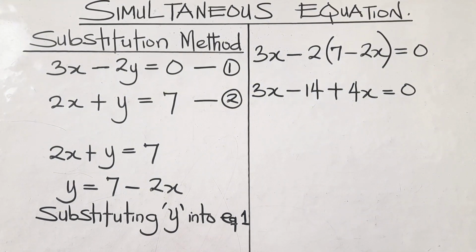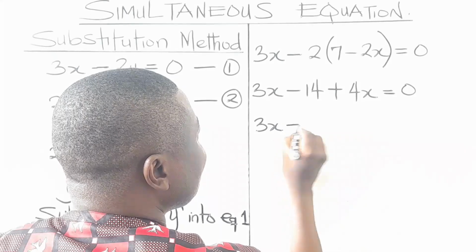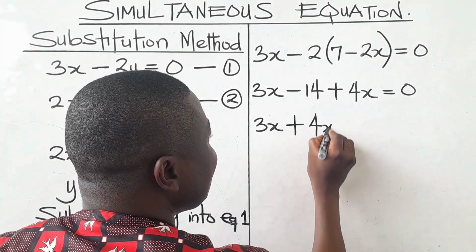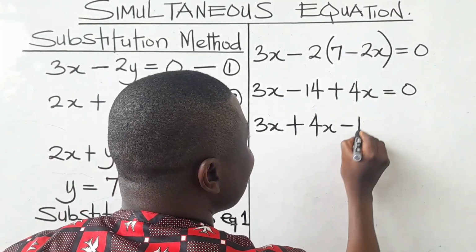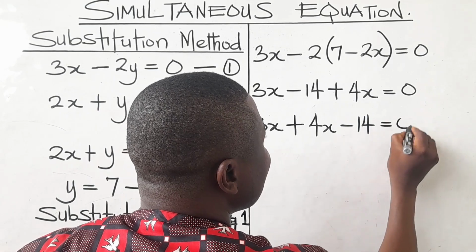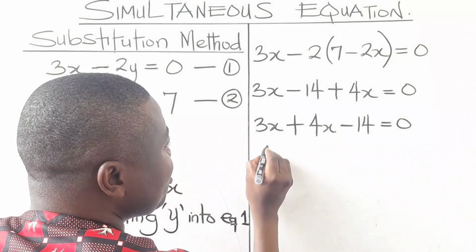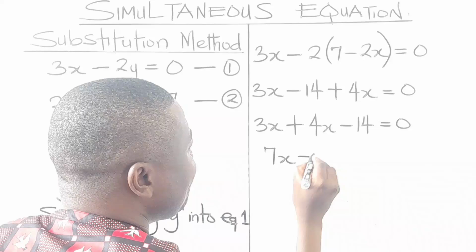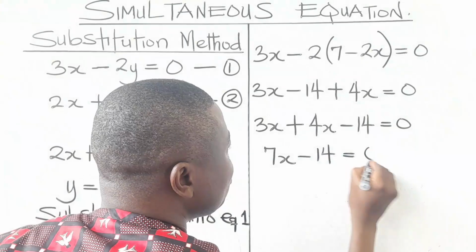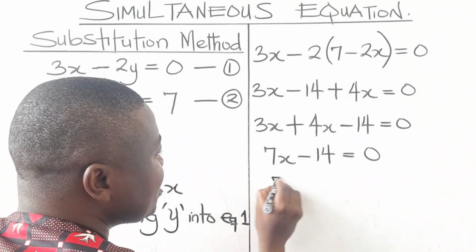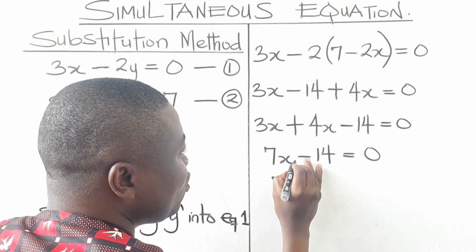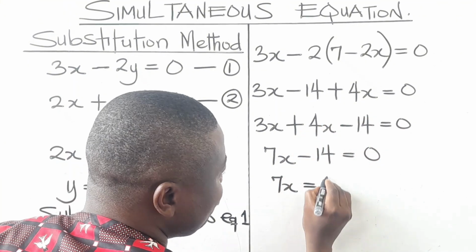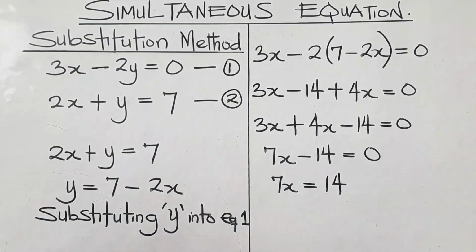Now let's collect like terms. So this is plus 4x minus 14 equal to 0. This gives us 3x plus 4x is 7x minus 14 equal to 0. So it gives us 7x equal to, when this negative 14 comes there, it becomes positive 14. So we can write it this way.